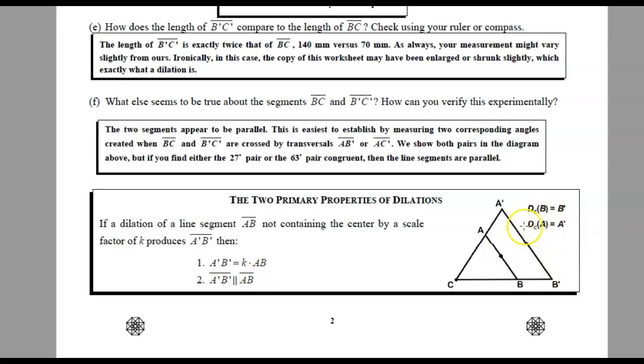And lastly, the dilation notation here. The only thing in the subscript is the center point. We have to name the center point, and then we have an input and output.